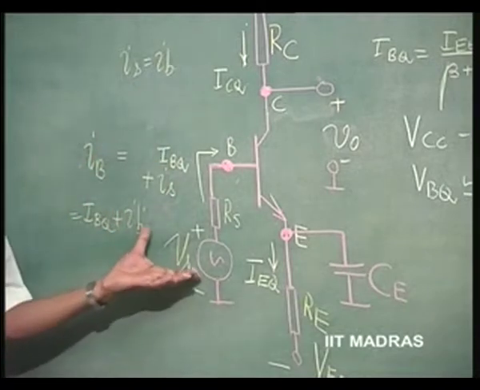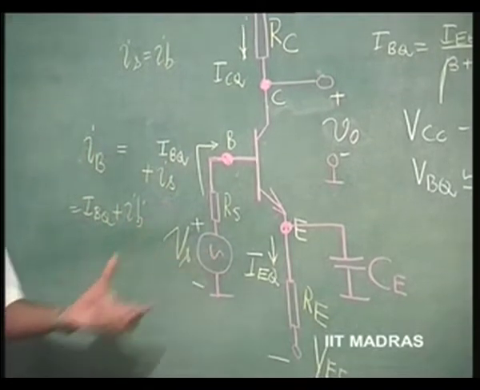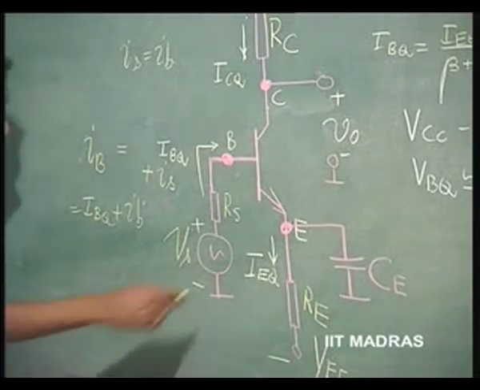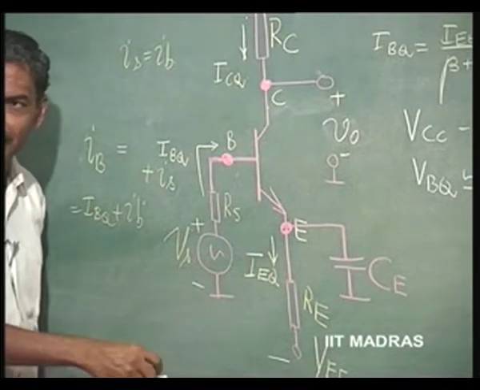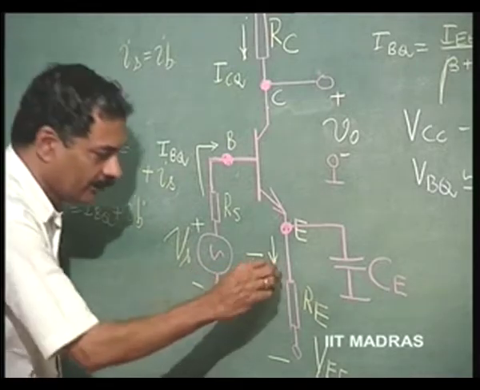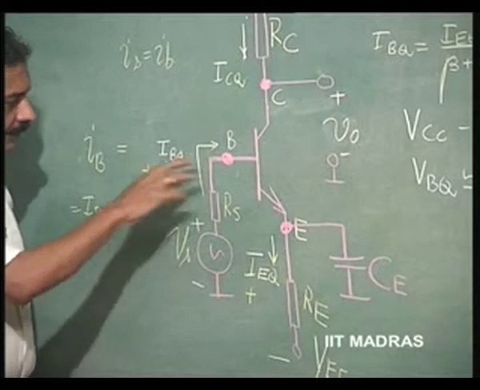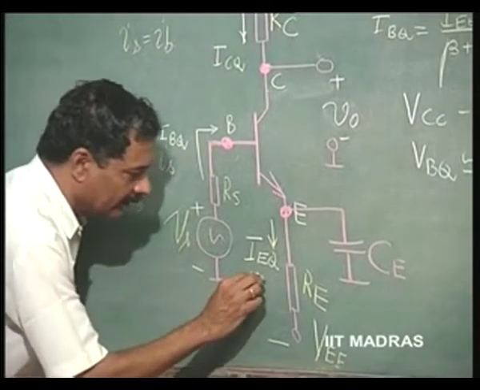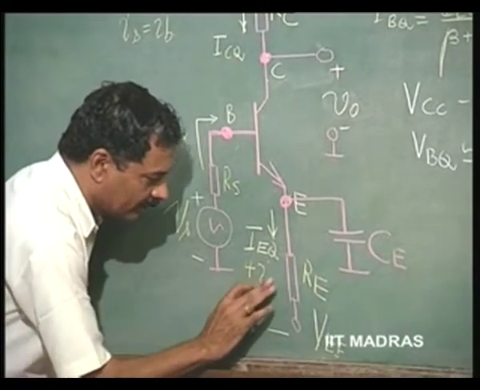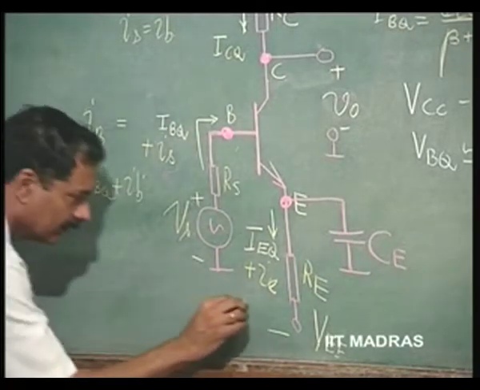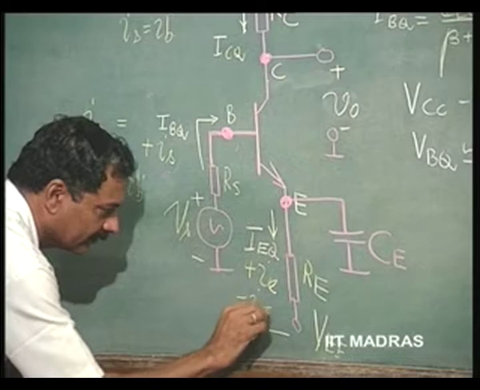Is this understood? These symbols and things like that. Now when this happens, what will happen here? IEQ will be IEQ plus the change that has been brought about, that is small ie, which is really the instantaneous value of I.